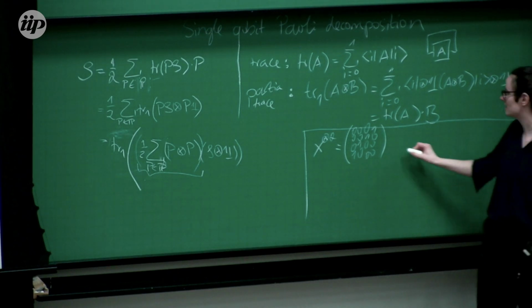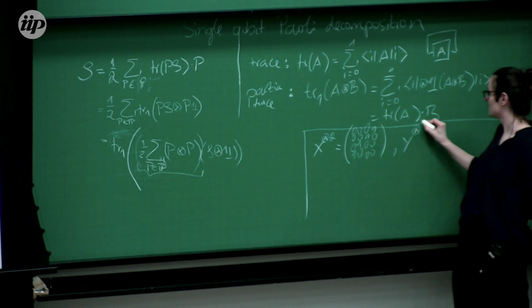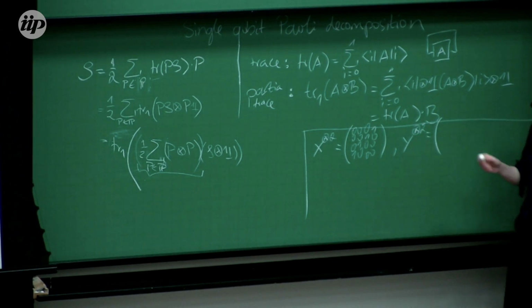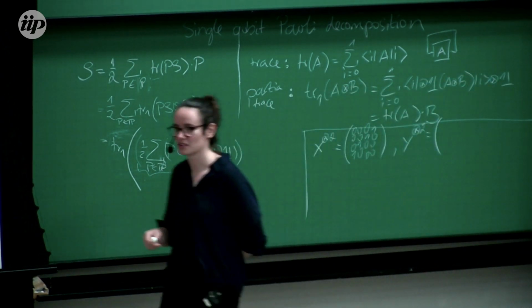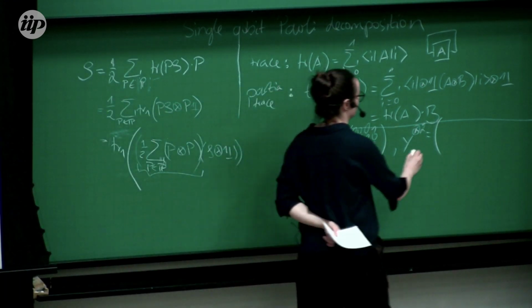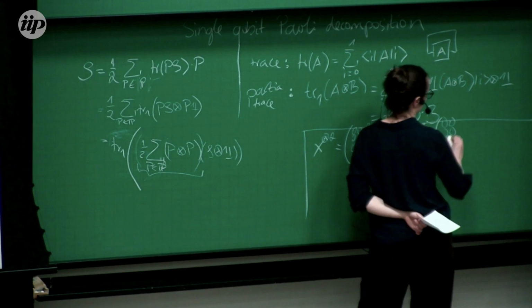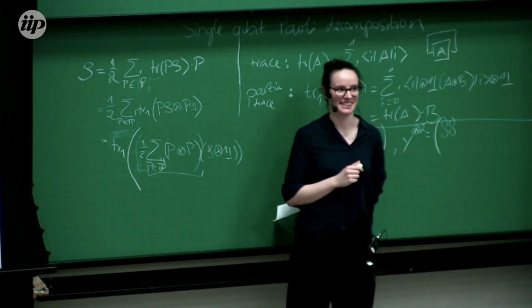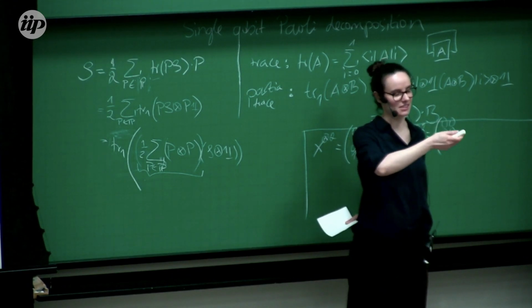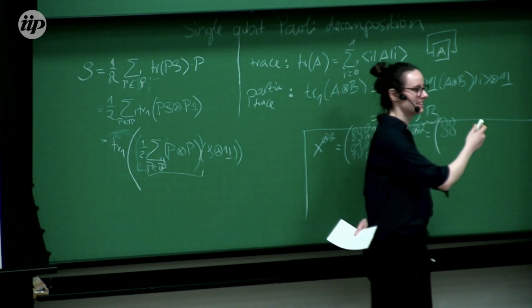Maybe it's a bit too easy. Then we have Y tensored with itself. Now you need to help me. Who can tell me what the tensor product of that is? Nobody? Yeah, 0, 0, 0, 0. Okay, what is that? So Y minus Y times Y.